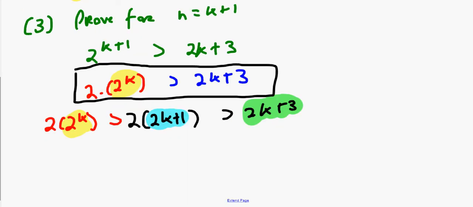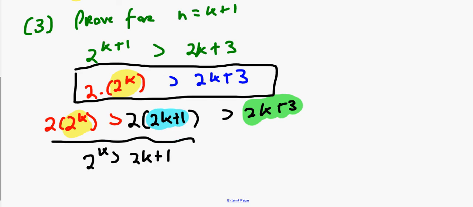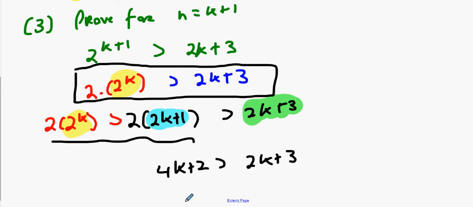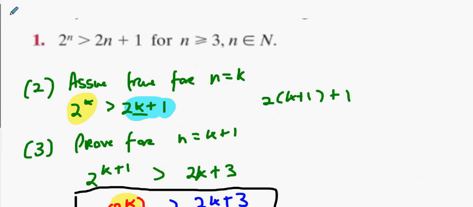So, you would write down a quick thing here saying it's assumed true by n equals k that 2 to the power k is bigger than 2k plus 1. Now let's multiply this out and we get 4k plus 2 greater than 2k plus 3. And happy days, look at this, 2k is going to be bigger than 1. Why is that true? True as k has to be bigger than or equal to, what's it say to start? 3.